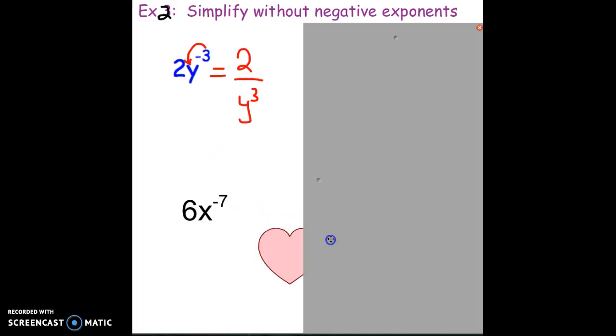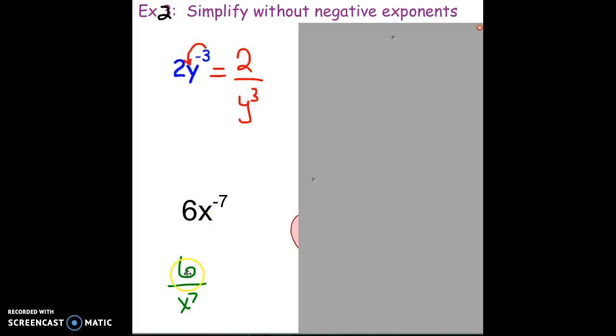Give this one a try. We've got 6x to the negative 7th. Pause your video, try this problem, and restart once you think you have the answer. If you got 6 over x to the positive 7th power, give yourself a heart. If you did not, give yourself an X, go back and look at the last example, retry afterwards. Put a circle around your X once you figured out your mistake.